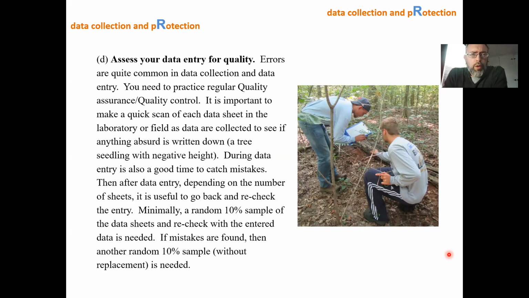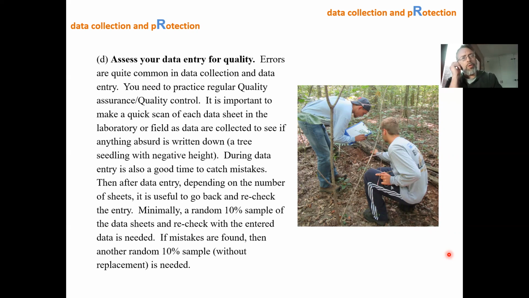Assess your data for quality and errors. Errors are quite common in data collection and data entry. You should practice quality assurance and quality control regularly. It's not the most exciting part of science, but if you don't do this, later you could have mistakes in the data that become difficult to deal with. Or maybe you don't even catch them and they end up in your final results. Now you've got fake numbers because somebody made a mistake.